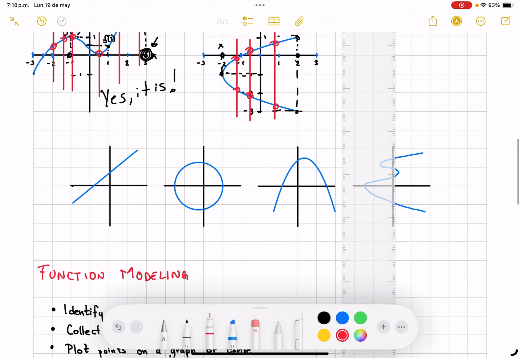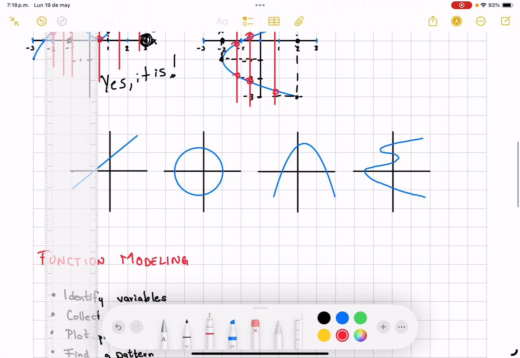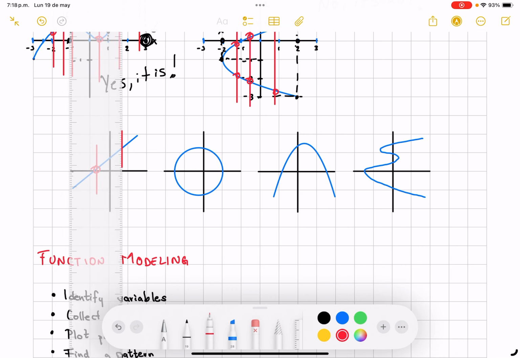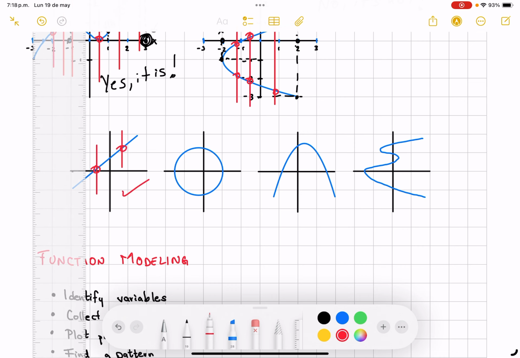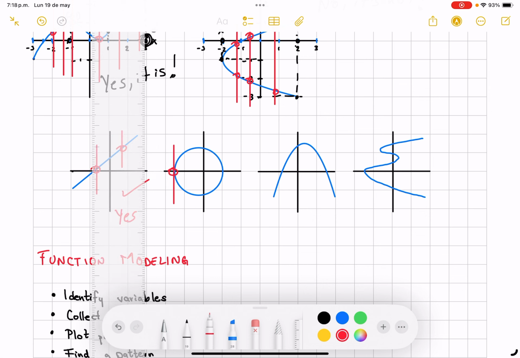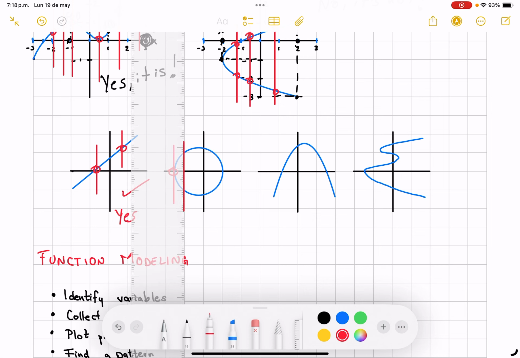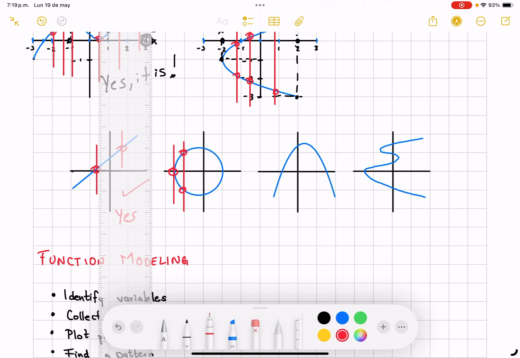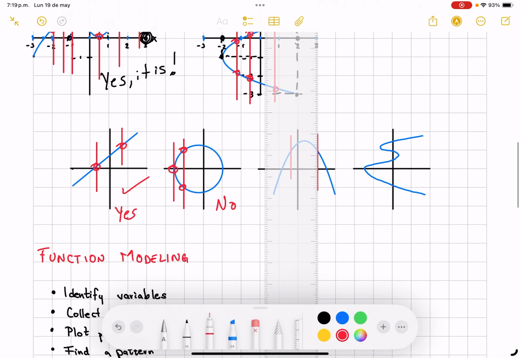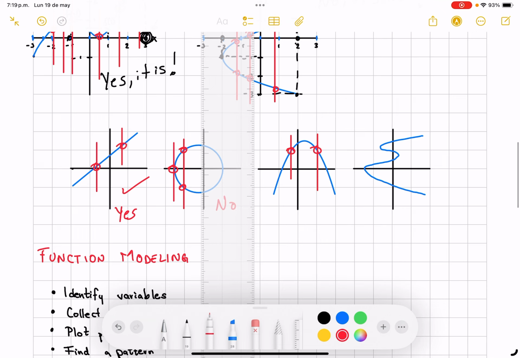So let's check this. The first one, is this a function? If I draw a line here, it only touches one point, so this is a function. Yes, it is. If I draw a line here in the second exercise, it touches 1 point. But if I move just a little bit, this line touches 2 points. So immediately I can say, no, this is not a function. In this case, every line touches only 1 point. So yes, this is a function.